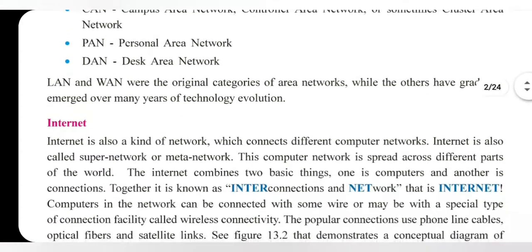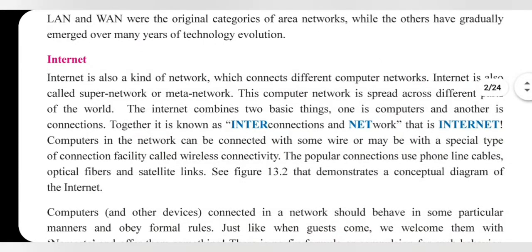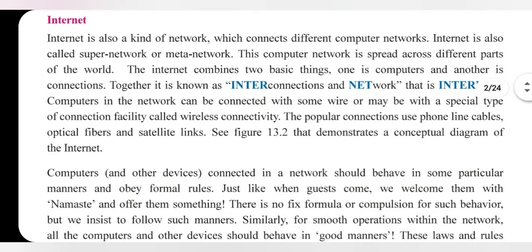Now we are going to discuss the internet. Internet is also a kind of network. In short, you can say that the internet is a network of networks. So many networks we can connect with each other with the help of the internet. That is why it is also called the super network or the meta network. This computer network is spread across different parts of the world. So the internet combines two basic things.